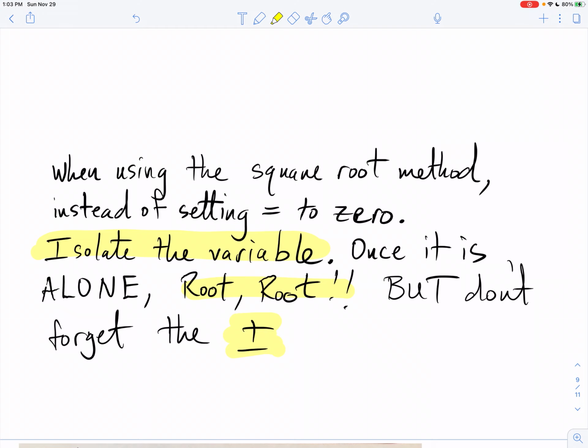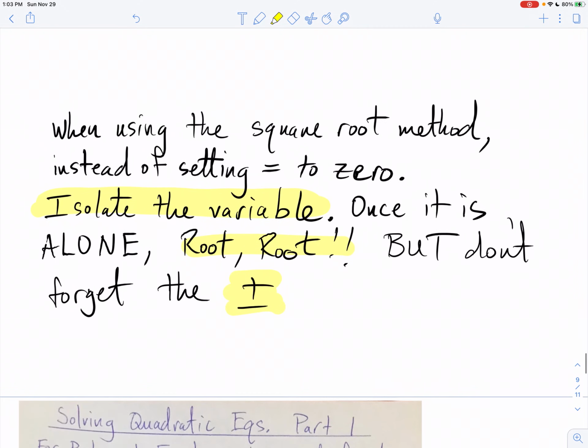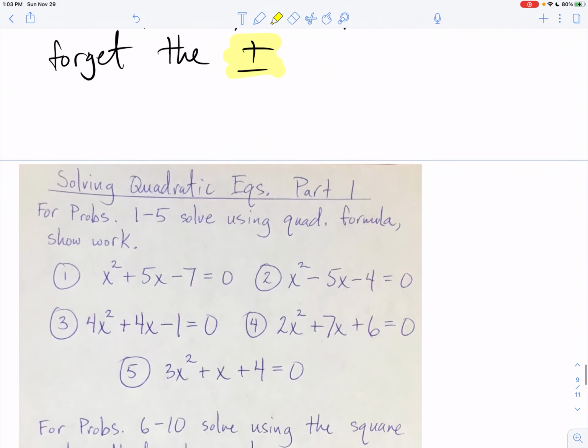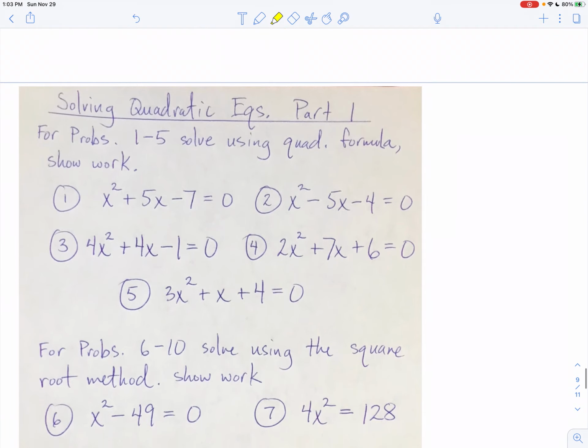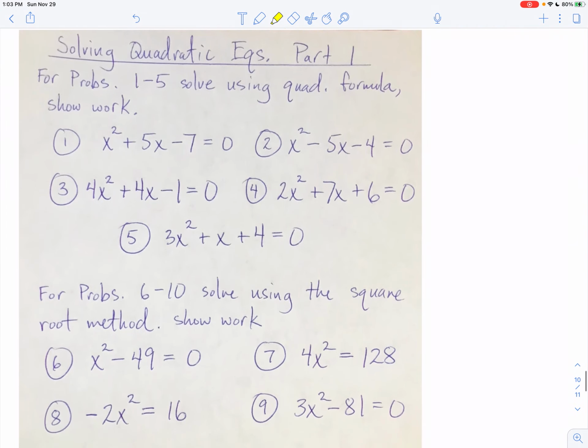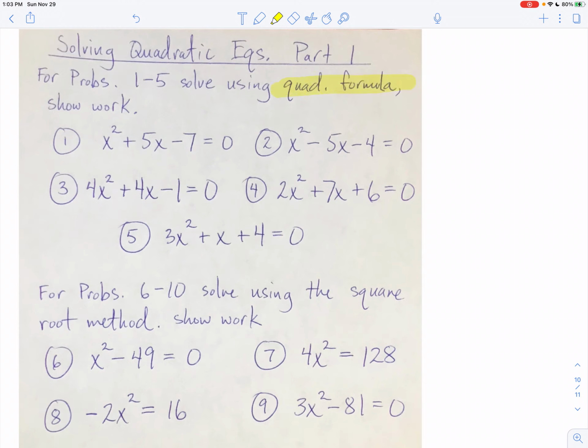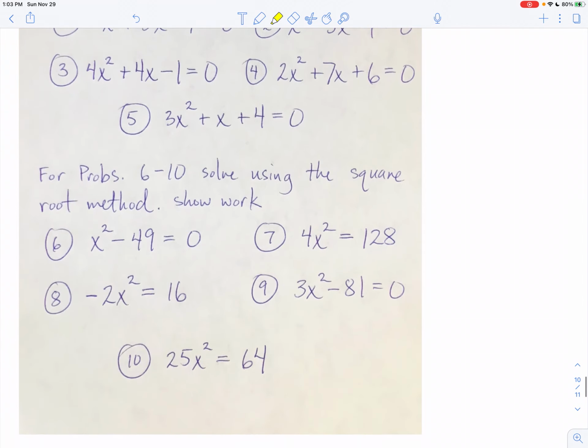So, let's take a look at what you guys have to practice. This is the second video, so you've hit the practice stage. And this says Solving Quadratic Equations Part 1, because you're going to do Part 2 in video 7. For problems 1 through 5, solve using the quadratic formula. But you know what? Look, 1, 2, 3, 4, 5, they all look like good problems to use the quadratic formula. Then it says for problems 6 through 10, use the square root method, the one we just covered.